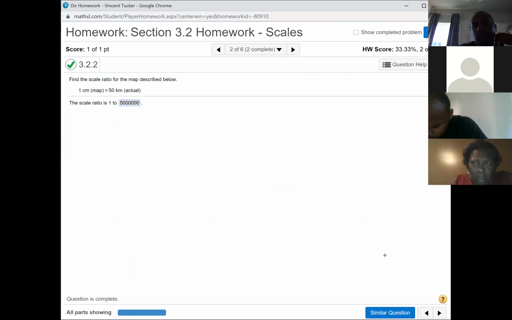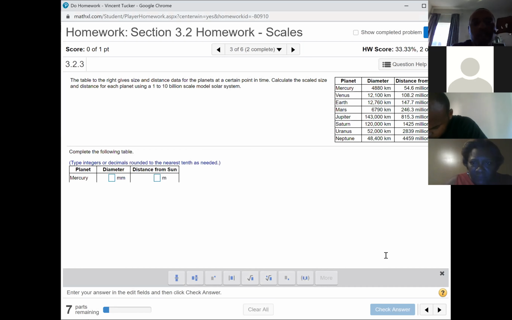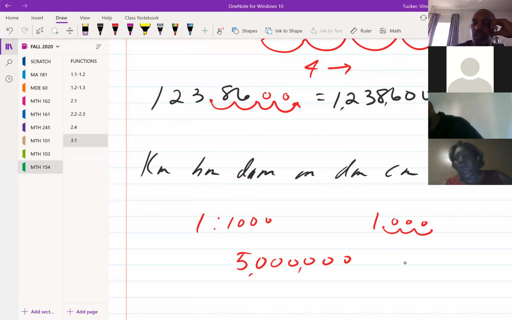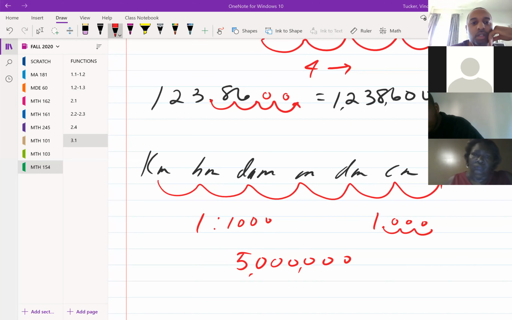Okay, and 3.2 only has 6 problems in it. Okay, not bad. And it's the same thing going from millimeters to meters. Let's see, the table on the right, give distance, calculate the scale size on planet. So Mercury, kilometers. So you'll convert millimeters to kilometers in both cases. So you're talking about millimeters, kilometers. 1, 2, 3, 4, 5, 6 zeros. They want to put all that in there.